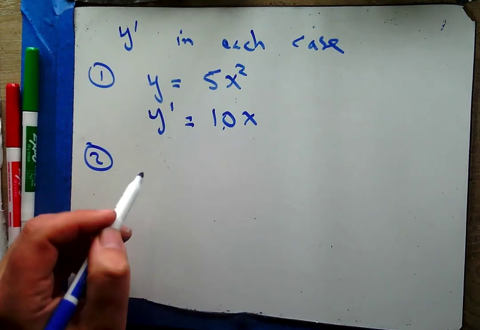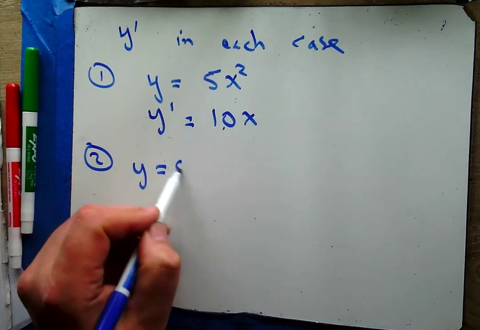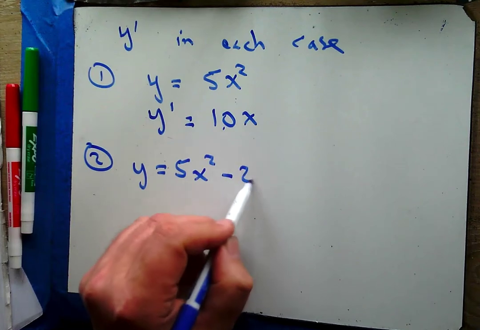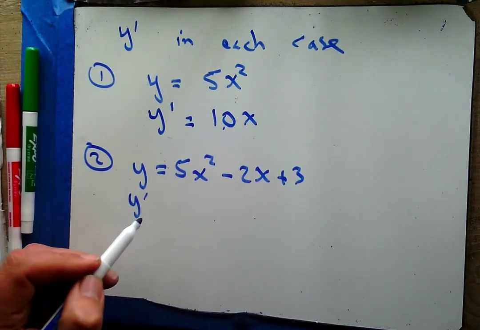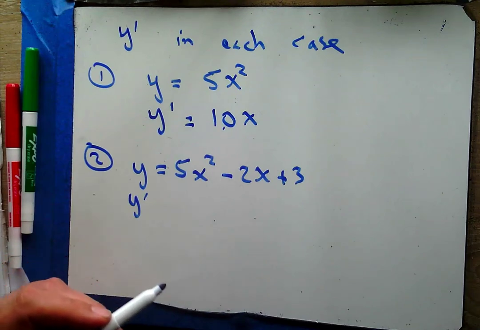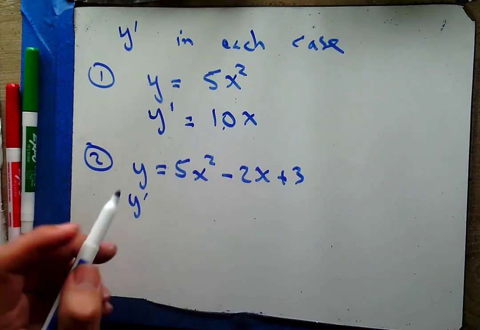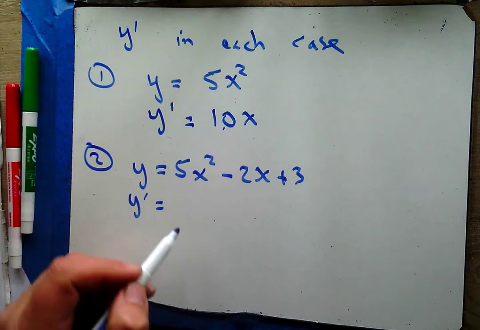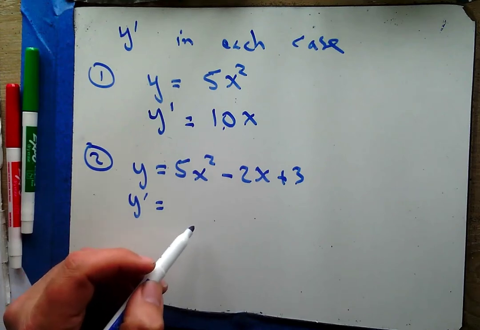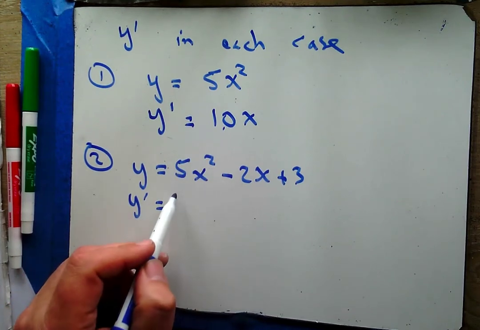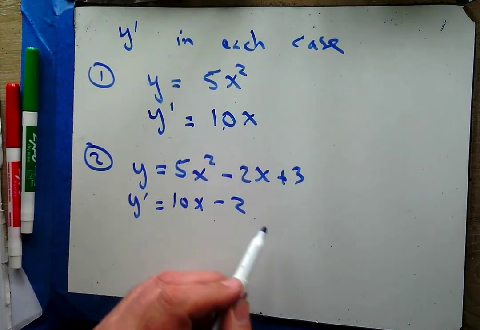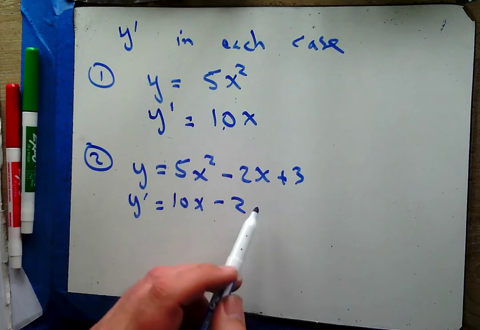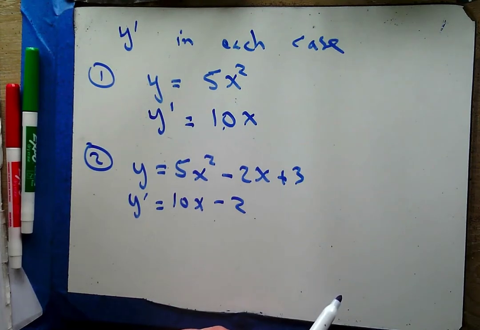Okay, 2. Y equals 5x squared minus 2x plus 3. Please find y prime. We brought down the 2 times 5 is 10x. The derivative of this linear function is 2, and the derivative of a constant is 0.